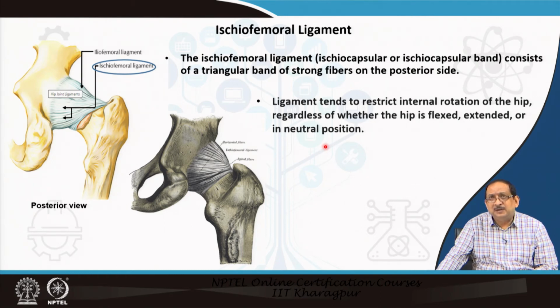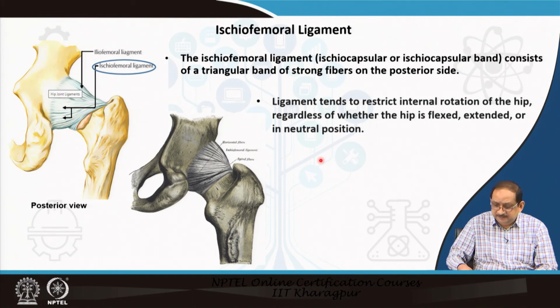The ischiofemoral ligament consists of a triangular band of strong fibers towards the posterior side. The ligament tends to restrict internal rotation of the hip regardless of whether the hip is flexed, extended or in a neutral position. The ischiofemoral ligament is clearly shown here in the figure.